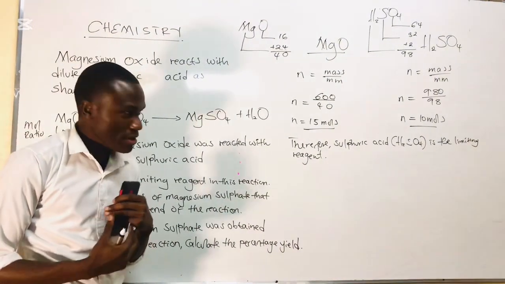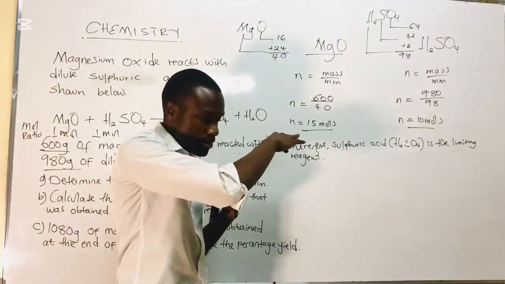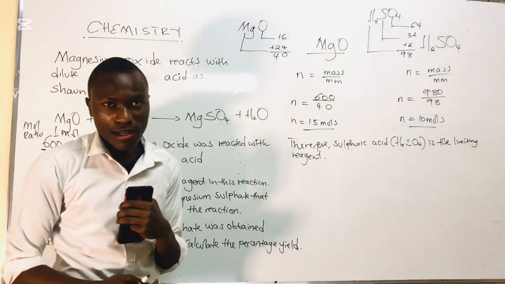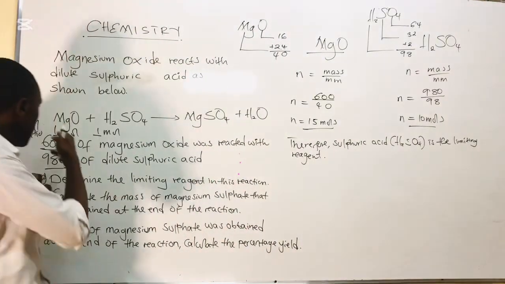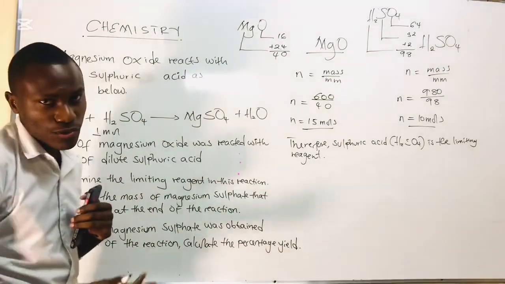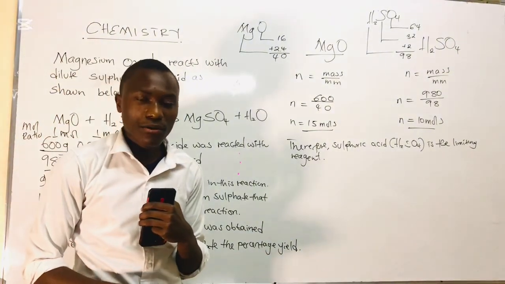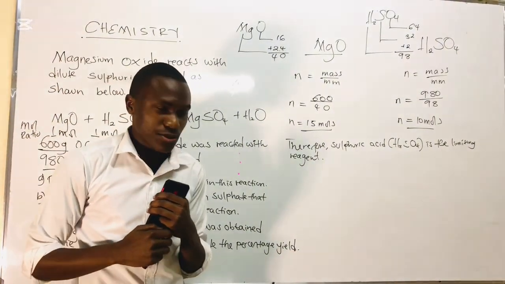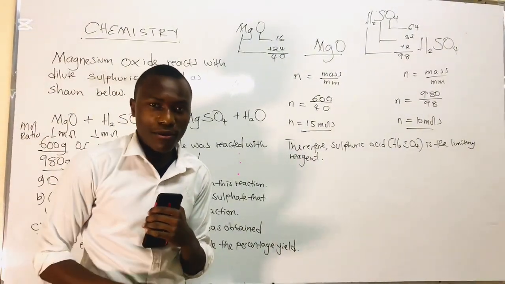Okay? We only do this, we only calculate their number of moles if the mole ratio is 1 to 1. But then if the mole ratio is, say, maybe 1 to 2, we are going to do something else. Okay, I'll answer a question on that. So just ensure that you keep following me.